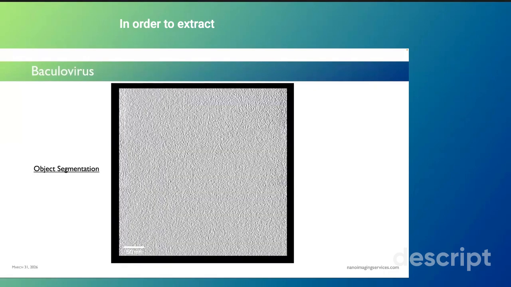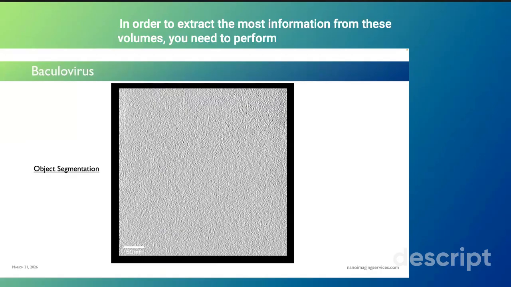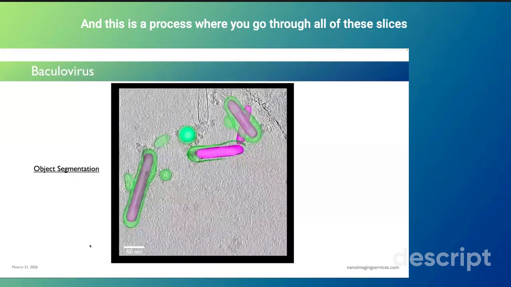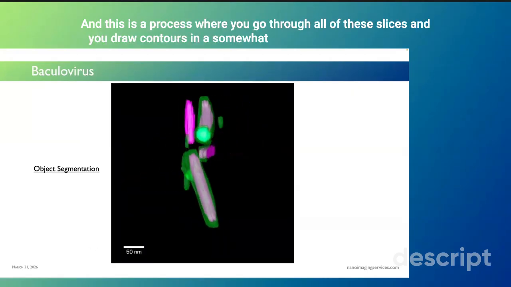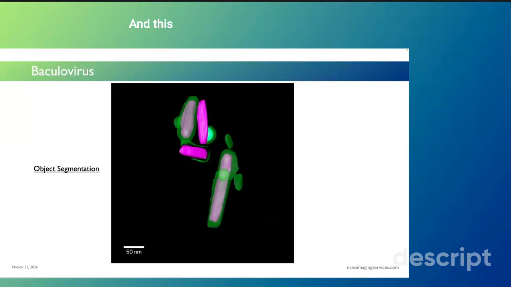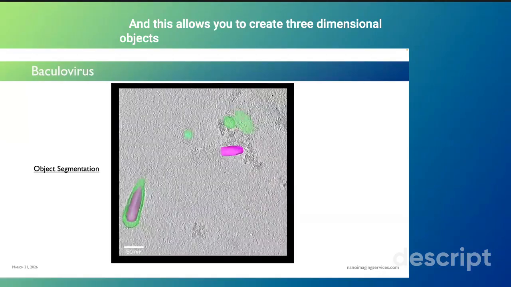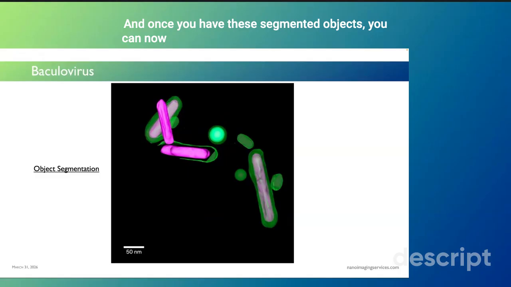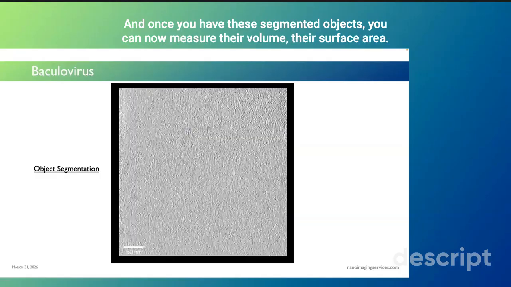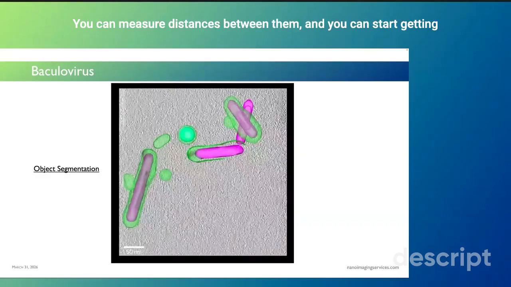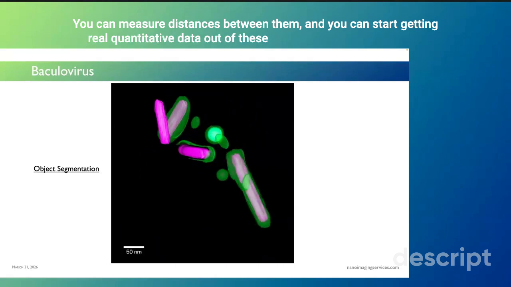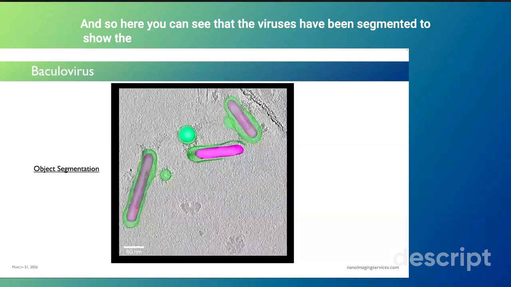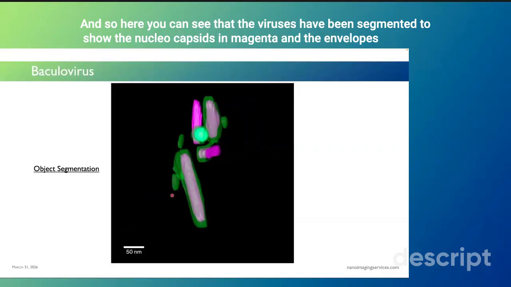In order to extract the most information from these volumes, you need to perform object segmentation. This is a process where you go through all of these slices and you draw contours, usually in a semi-automatic way. This allows you to create three-dimensional objects that represent the particles in your sample. Once you have these segmented objects, you can measure their volume and their surface area, you can measure distances between them, and you can start getting real quantitative data out of these three-dimensional data sets. Here you can see that the viruses have been segmented to show the nucleocapsids in magenta and the envelopes in green.